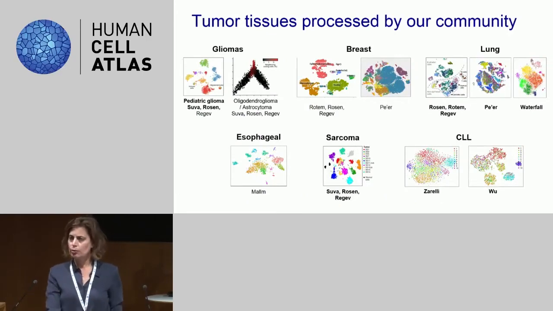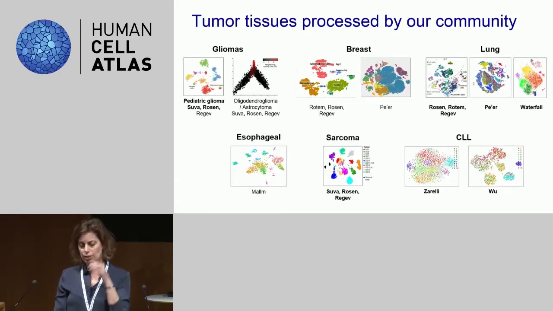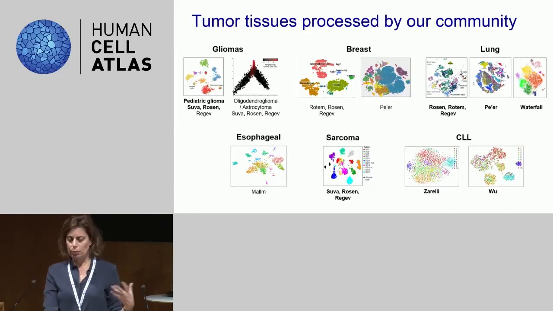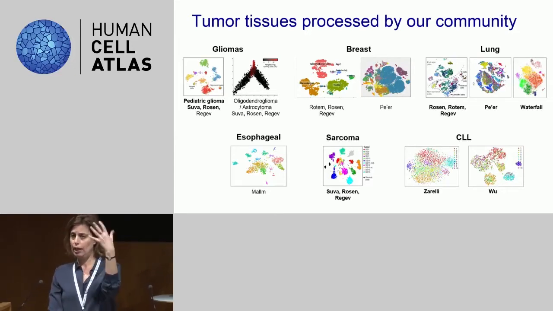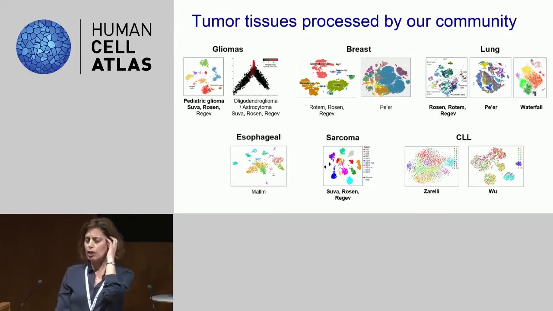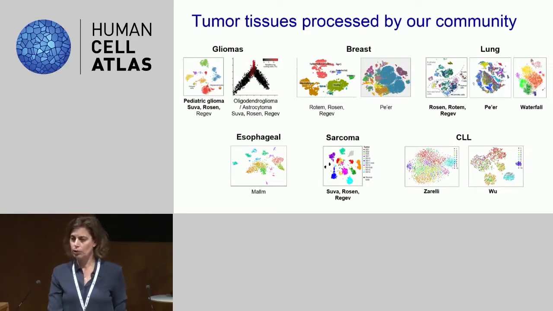And here you can see that we're already starting to work, each one in their own lab, to actually process different tumor types, including gliomas, breast cancer, lung cancer, esophageal cancer, sarcoma, and CLL. So this is one of the main things that we would like to do, and then we will do a crossover where we send samples from my lab to your lab. You process with the same method, and then we compare. And one of the important things is figuring out where the variation lies and coming up with methods that could actually correct it.